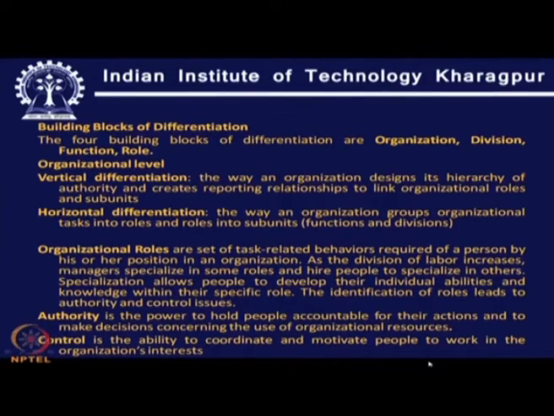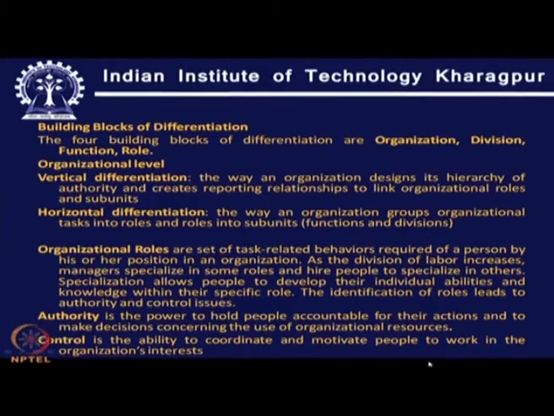Organizational roles are a set of task related behaviors required of a person by his or her position in an organization. As the division of labor increases, managers specialize in some roles and hire people to specialize in others. Specialization allows people to develop their individual abilities and knowledge within their specific role. The identification of role leads to authority and control issues.